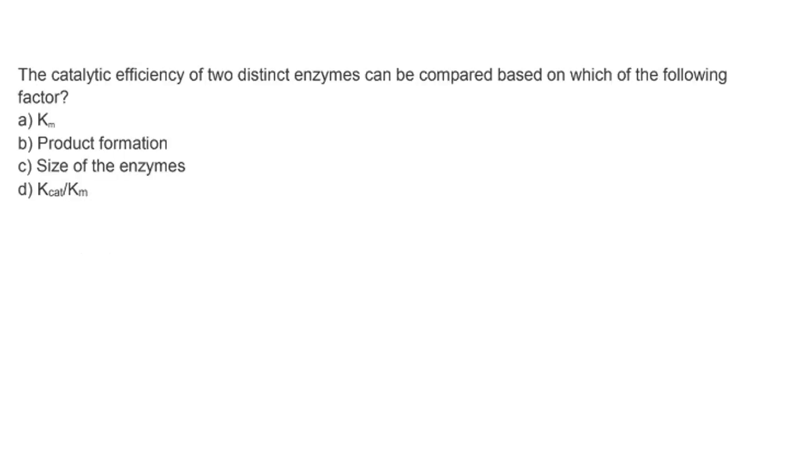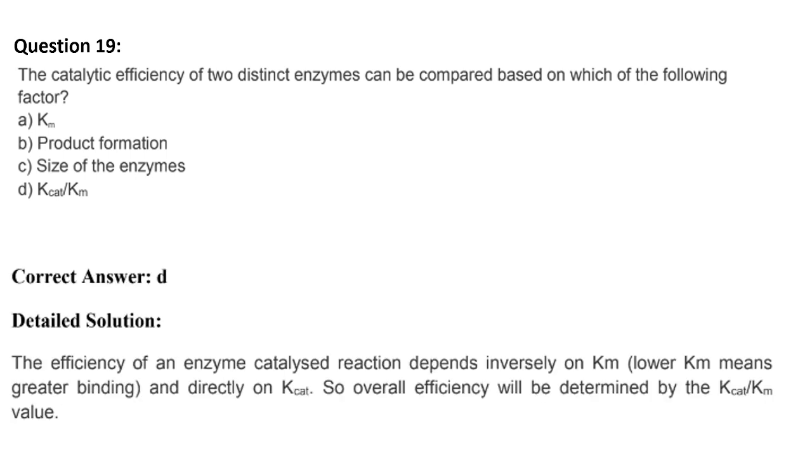Another question: the catalytic efficiency of two distinct enzymes can be compared based on which of the following factors? Km, product formation, size of the enzymes, or kcat by Km. The answer is D. The efficiency of the enzyme catalyzed reaction depends inversely on the Km. Lower the Km means greater binding. It depends directly on kcat. So overall efficiency would be determined by the kcat by Km.